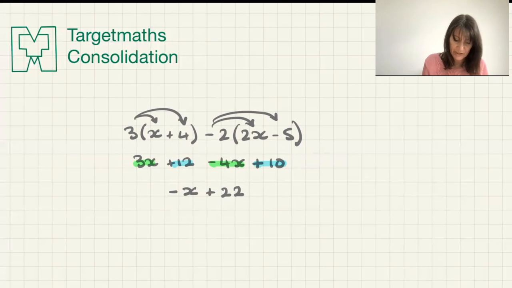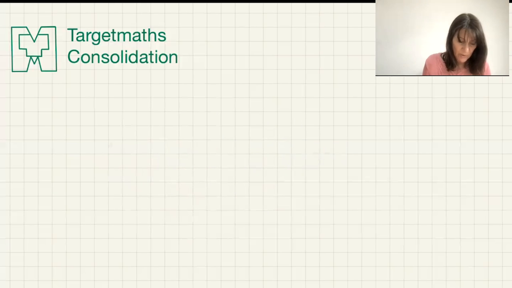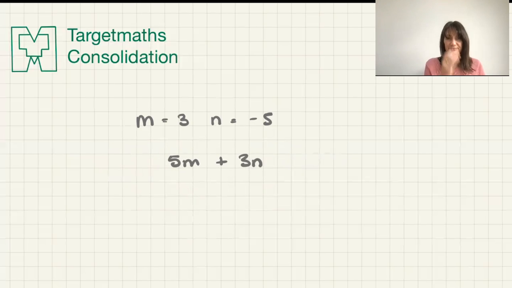Okay, what shall we do? Last two. We'll do m equals 3 and n equals minus 5. I'd like you to work out 5m plus 3n. Hit play when you're ready.